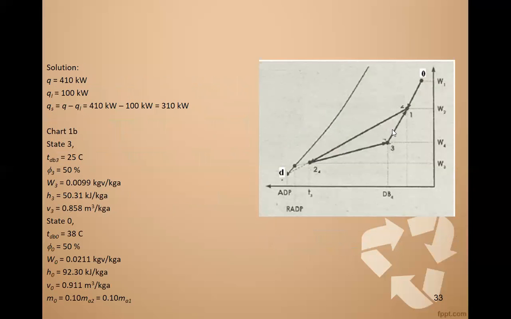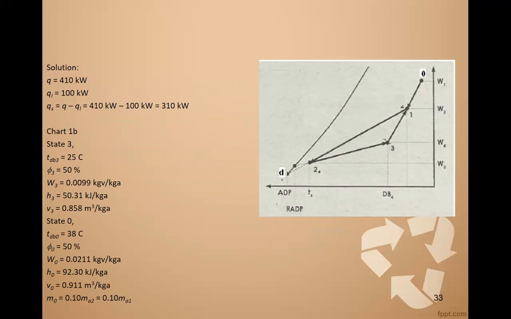Solution. So this is the figure. Q is equal to 410 kilowatts. Q sub L is equal to 100 kilowatts. This is the procedure I mentioned. Q sub S is equal to Q minus Q sub L, which is 410 kilowatts minus 100 kilowatts, or 310 kilowatts. So, chart 1B.